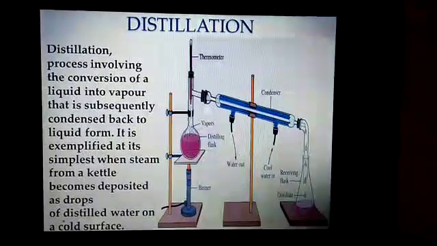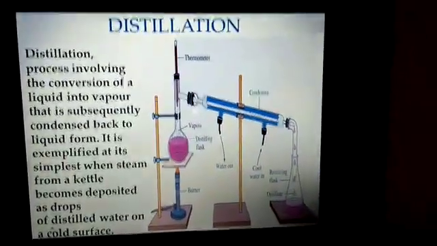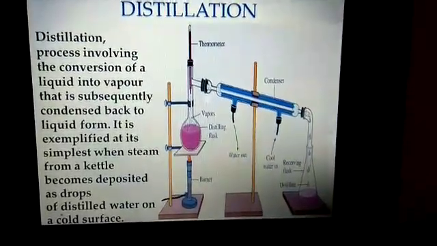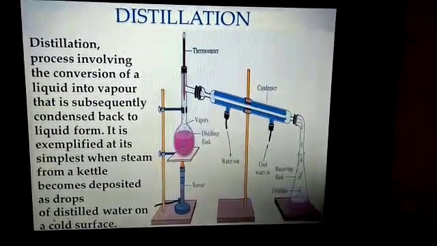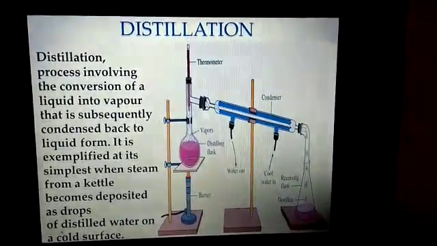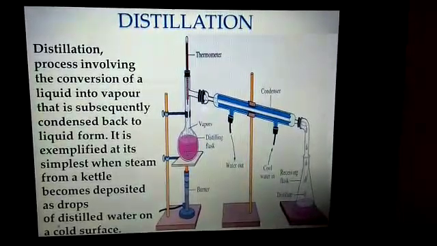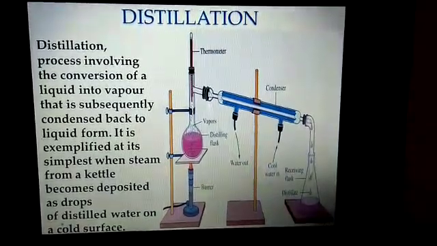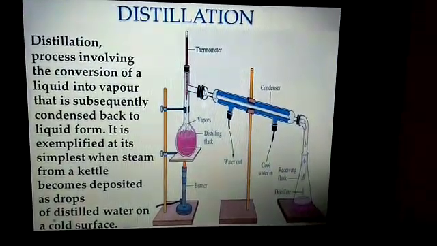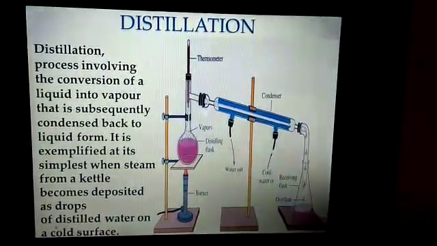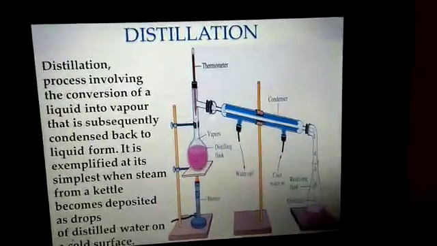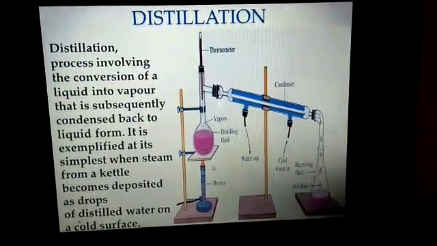The next method, distillation. Distillation is a process involving the conversion of a liquid into vapor that is subsequently condensed back to liquid form. It is exemplified at its simplest when steam from a kettle becomes deposited as drops of distilled water on a cold surface. This method is used to separate the components of a solid liquid mixture, and you can see in the picture, this is the distillation setup.